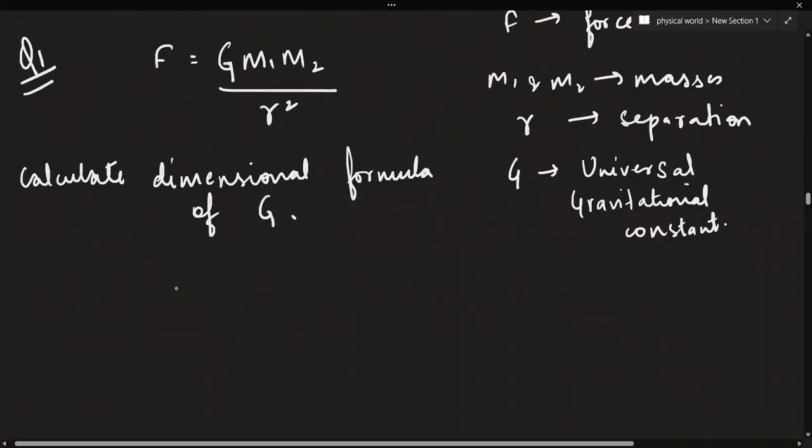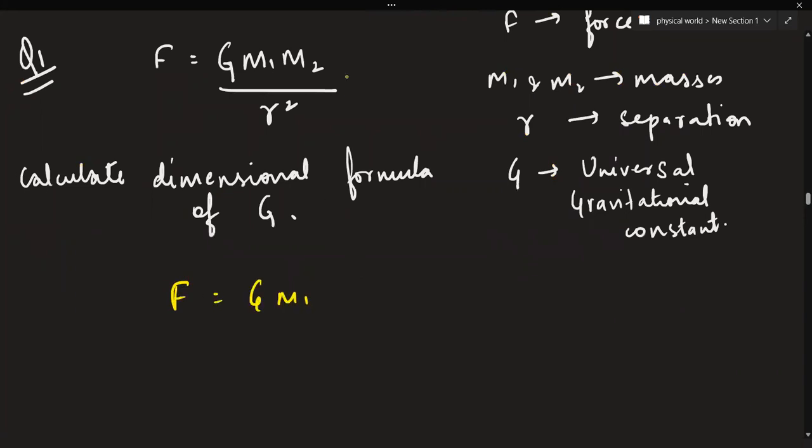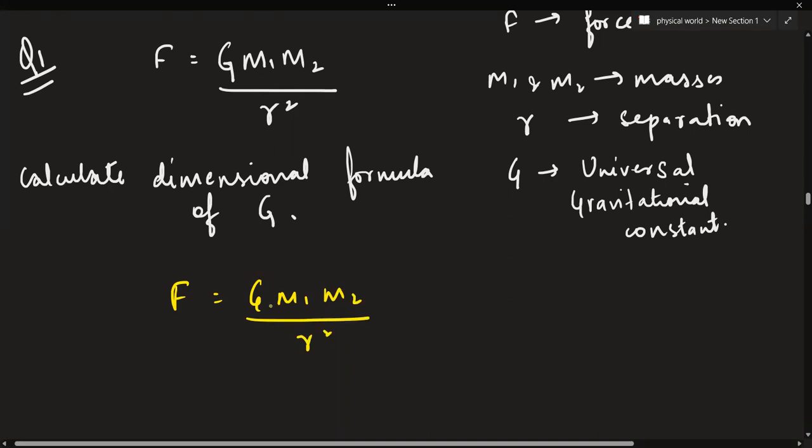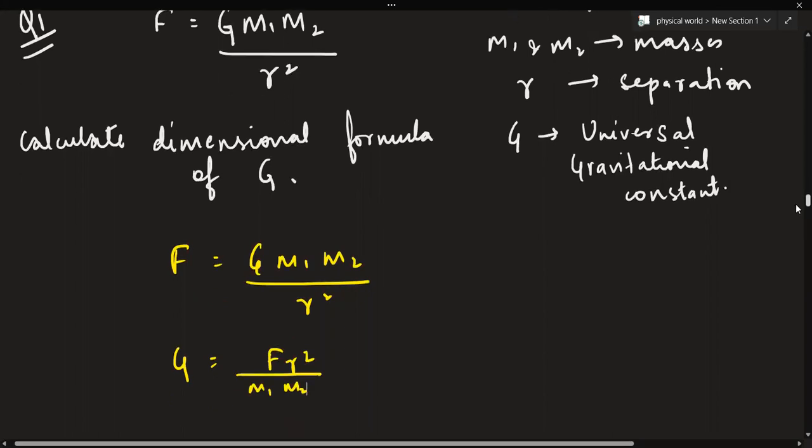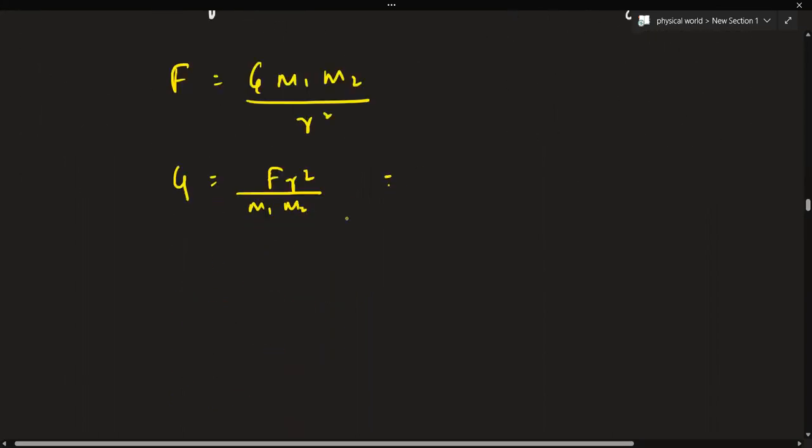See, F is written as capital G M1 M2 divided by R square. Okay, so Arnav has solved as well. Very good, Arnav. Correct answer. So quickly you have done it. Now capital G, from this, you can get by multiplying F into R square divided by M1 M2. That will be the formula of this gravitational constant. Now put values of each.